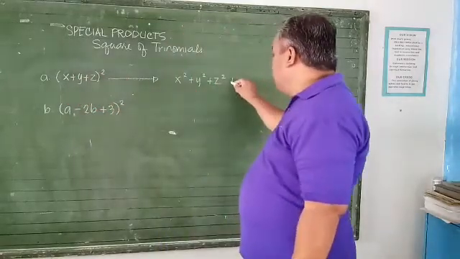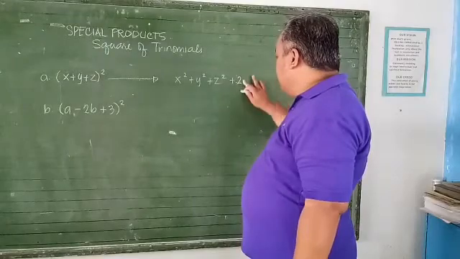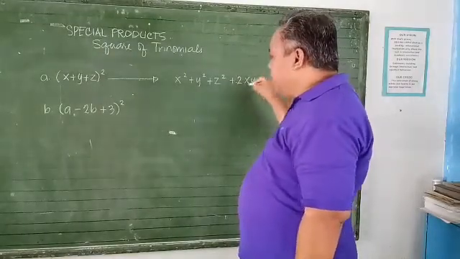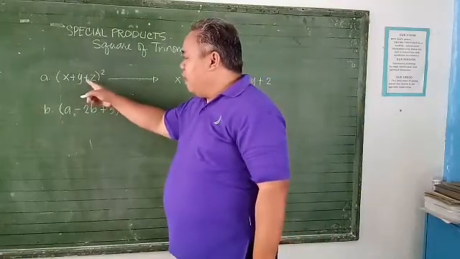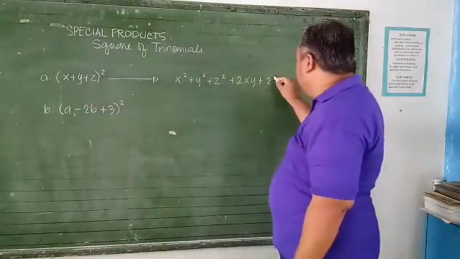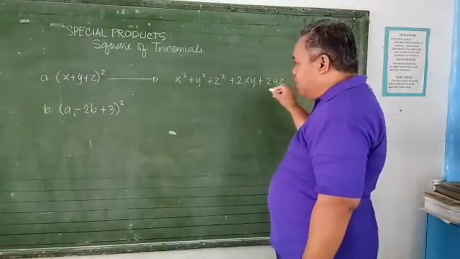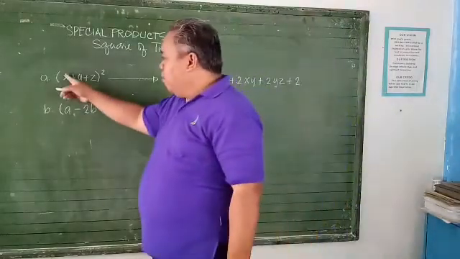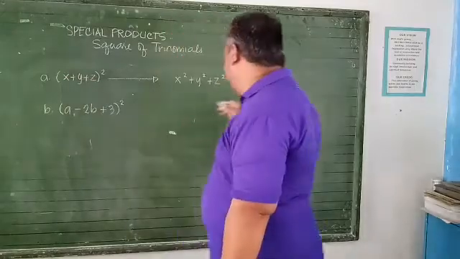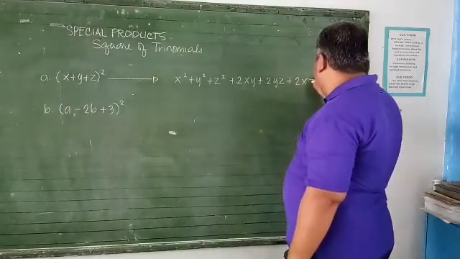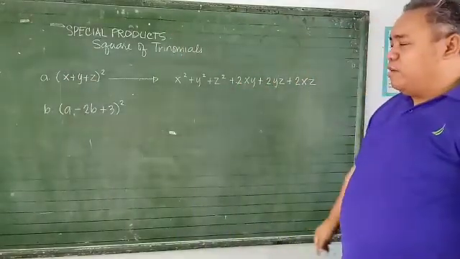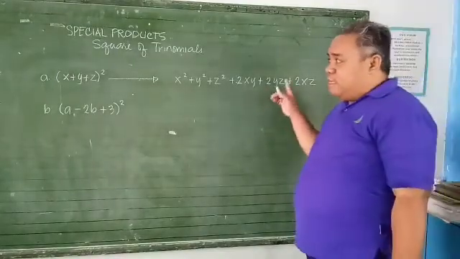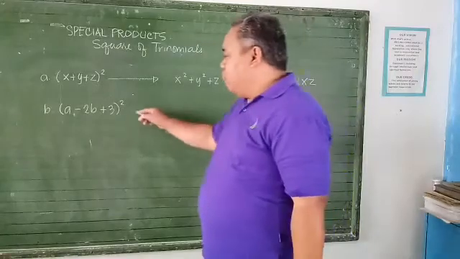So that's plus 2, then x, y. Then plus 2 ulit. Ito namang dalawa, that is y, z. And then plus 2, yung dalawa naman, ito, kaya, that's x, z. So that will be the answer for that. Actually, that is the pattern in solving this square of trinomial. So let us begin this one.